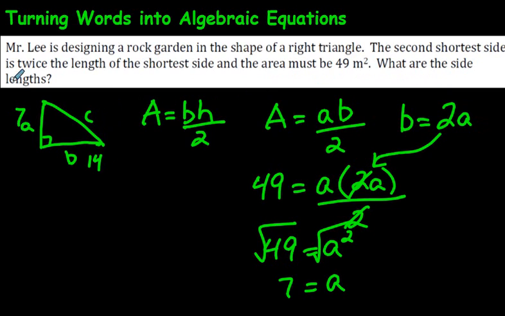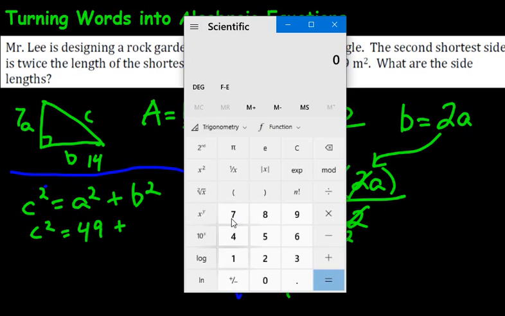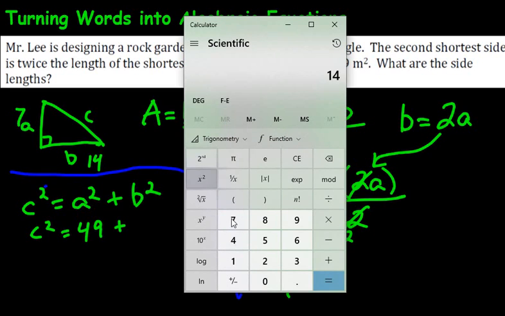And now they're saying, what are the side lengths? Well, we need to know C. Remember the Pythagorean theorem we talked about before? C squared is equal to A squared plus B squared. Okay? So let's figure that out, and then we're done. C squared is equal to 7 squared plus 14 squared. So 7 squared is 49, and 14 squared, well, what's 14 times 14? Let's quickly, 14 squared is 196.